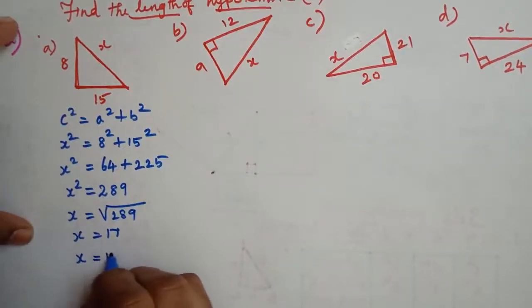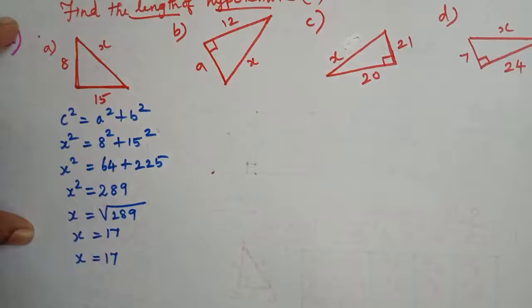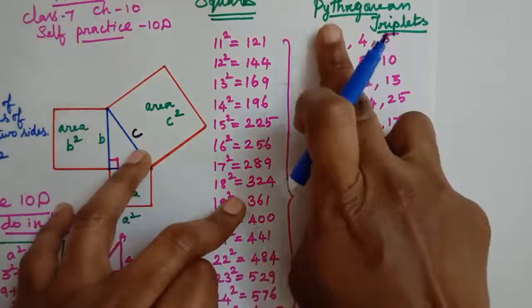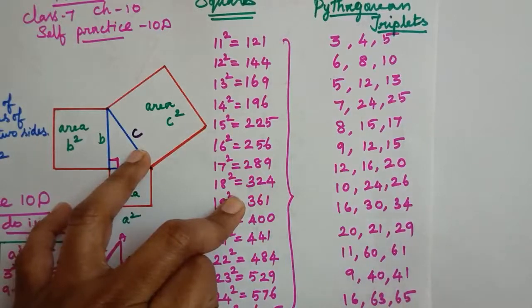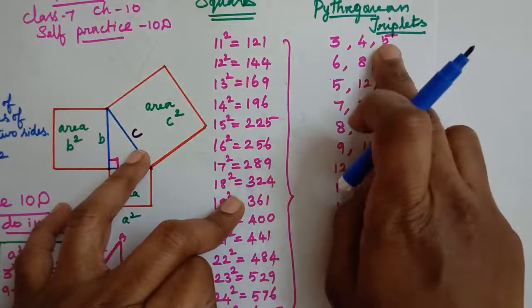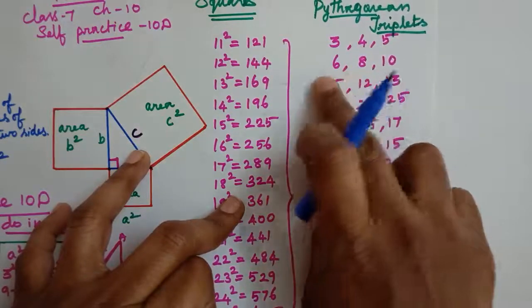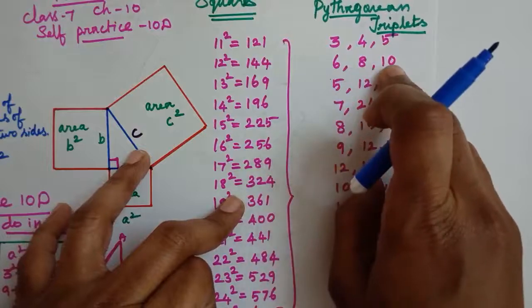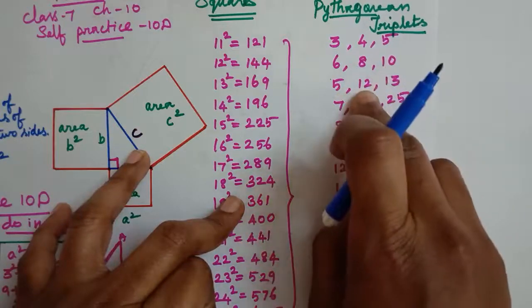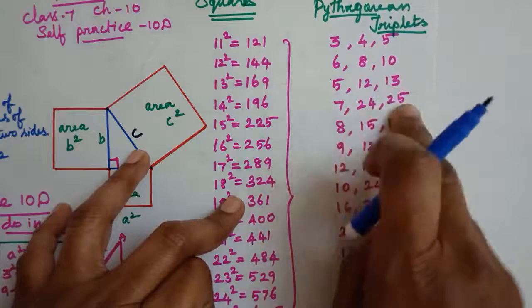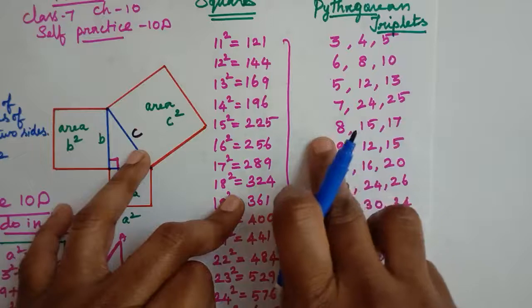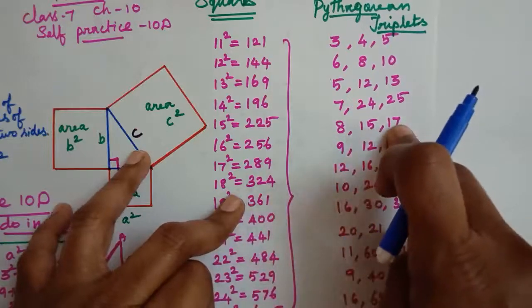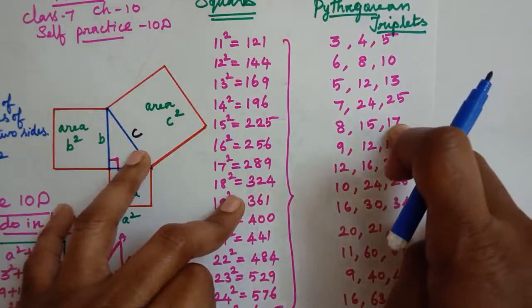X is equal to 17 because already I have said, Pythagorean triplets, these numbers you have to keep in your mind. These numbers fulfill the Pythagoras theorem. 3, 4, then hypotenuse 5; 6, 8, then hypotenuse 10; 5, 12, then 13 is hypotenuse; here 25 is hypotenuse; here 17 is hypotenuse, 8, 15, 17. In the last sum we have seen 8, 15, 17, where 17 is hypotenuse. You can directly write it, no problem.